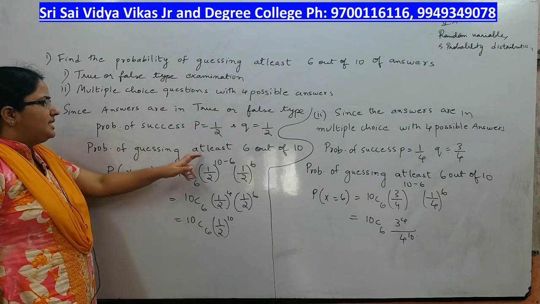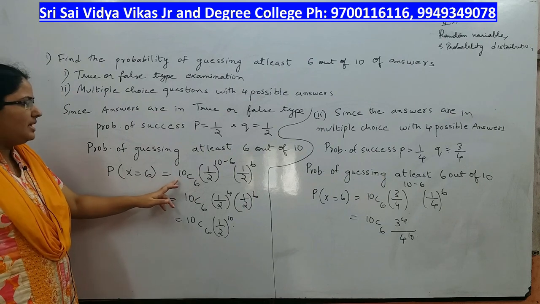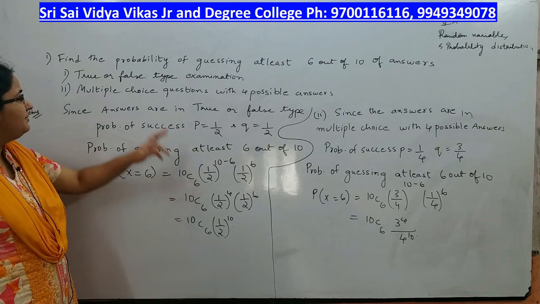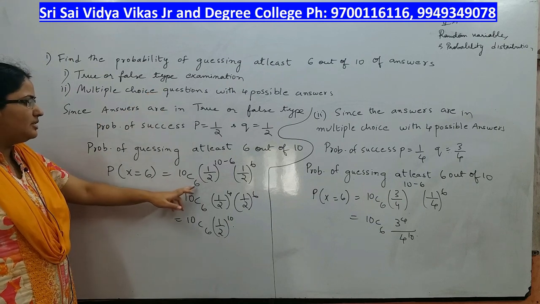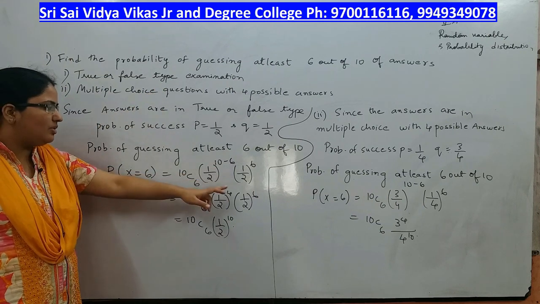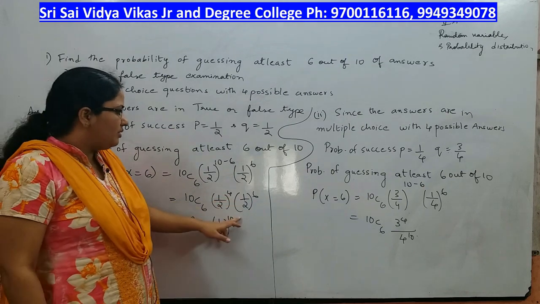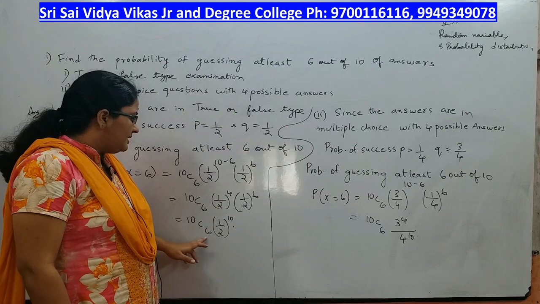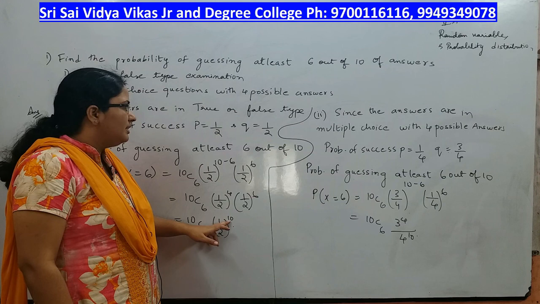Probability of guessing at least 6 out of 10, P of x equal to 6, is 10C6 because we are choosing 6 out of 10 answers. 10C6, (1/2) to the power 10 minus 6, (1/2) to the power 6. 10C6, (1/2)^4, (1/2)^6. 10C6, (1/2)^10.